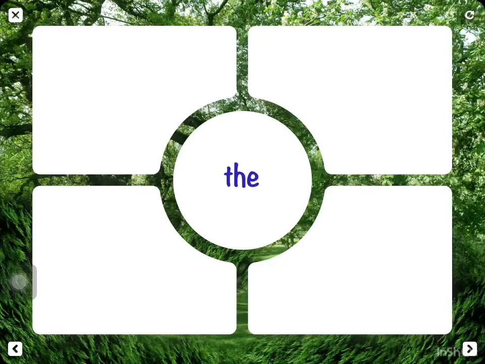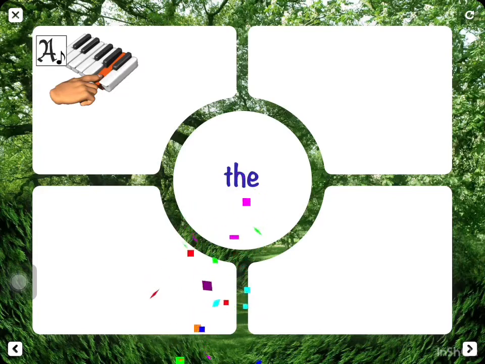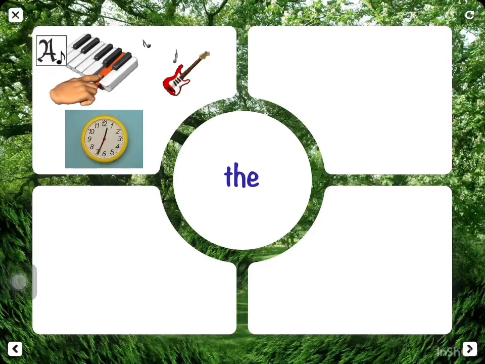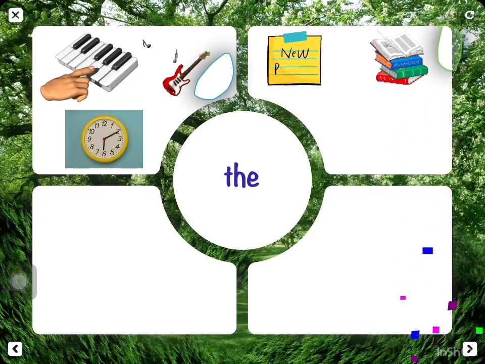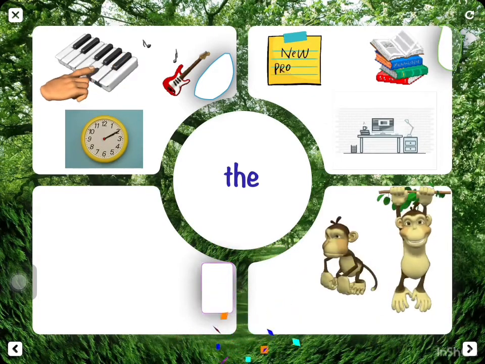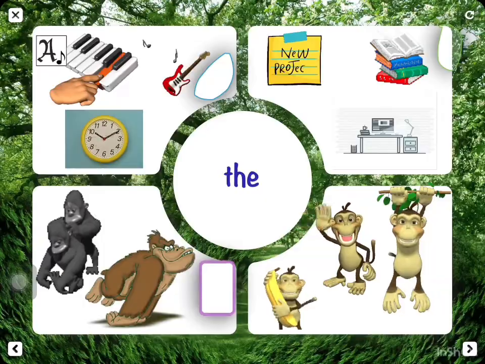Now let's see some examples using the article the. We are going to see specific nouns that are plural and singular. She is learning to play the piano and the guitar at the same time. The paper you need is under the books on the desk. The monkeys and the gorillas are in different places at the zoo.